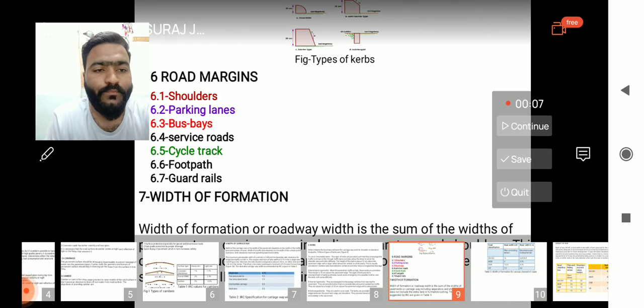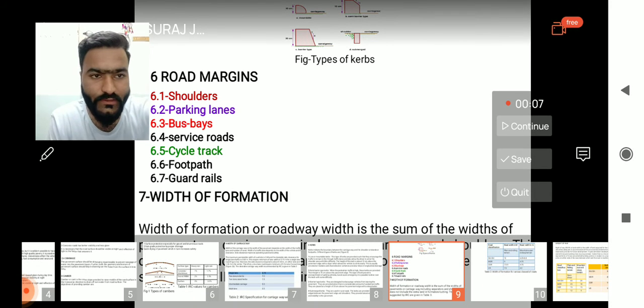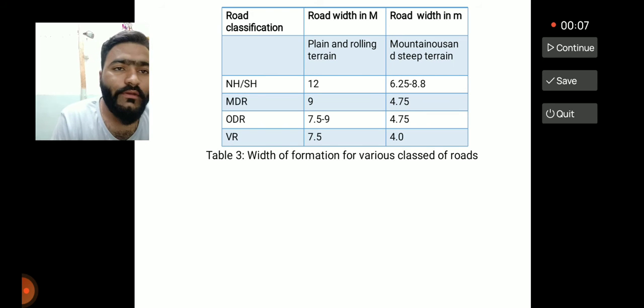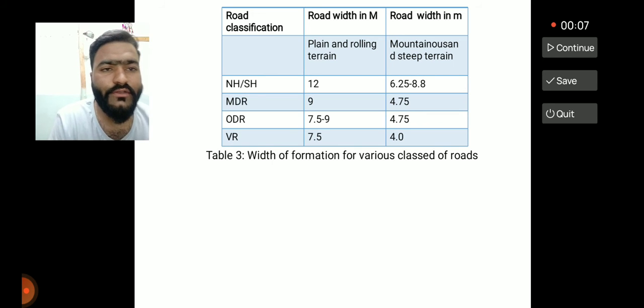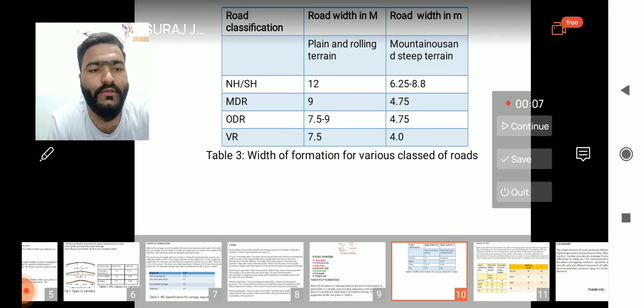So next there is a table of the values suggested by IRC. Here you can see road classification, road width in m, then plain and rolling terrain, mountainous and steep terrain. In NH or SH, plain and rolling terrain is 12, then mountainous and steep is 6.25 to 8.8. MDR has 9 and 4.75. ODR has 7.5 to 9 m, and in mountainous and steep terrain it has 4.75 m. VR has 7.5 m for plain and rolling terrain, then 4.0 for mountainous and steep terrain. So here are the IRC values for the width of formation for various classes of roads.